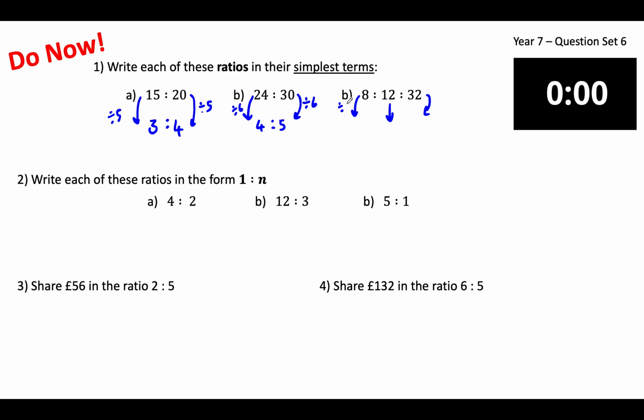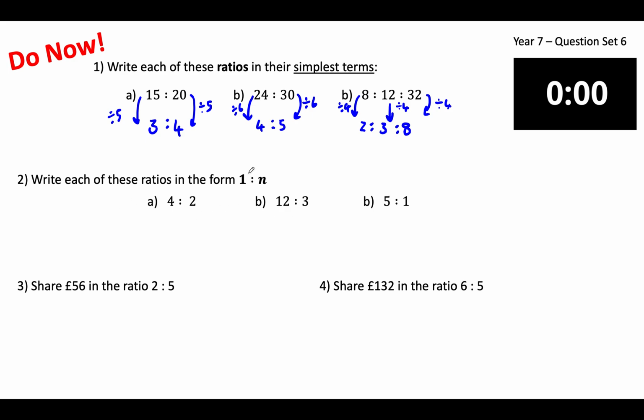Okay, so this one, 8, 12 and 32 are all in the 4 times table. So I'm going to divide all of them by 4. There are 2 4s in 8. There are 3 4s in 12. And there are 8 4s in 32. So 2 to 3 to 8.